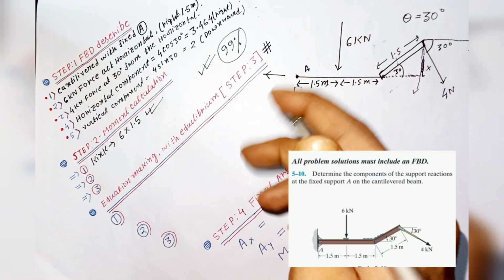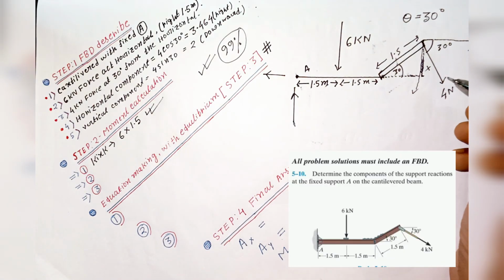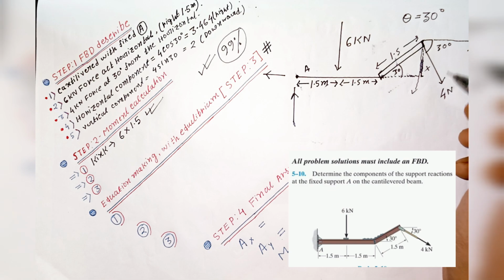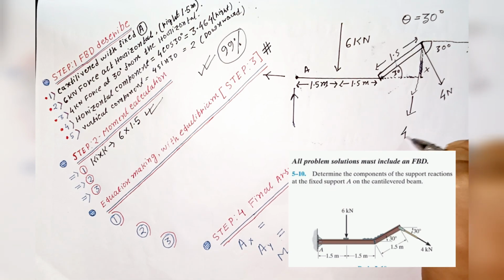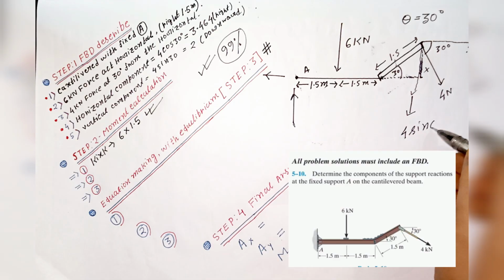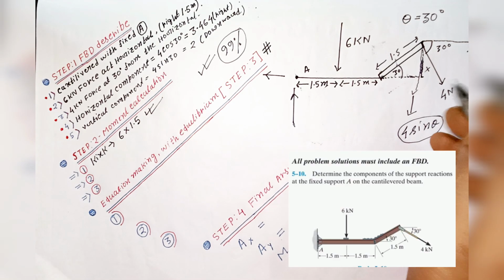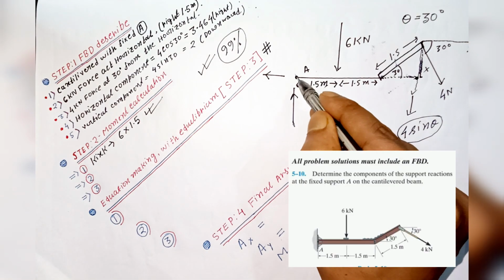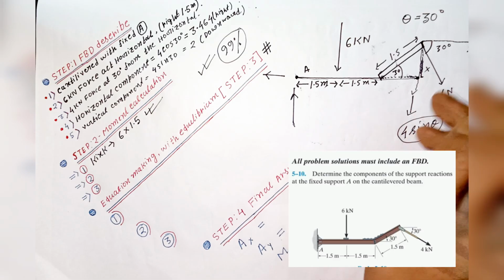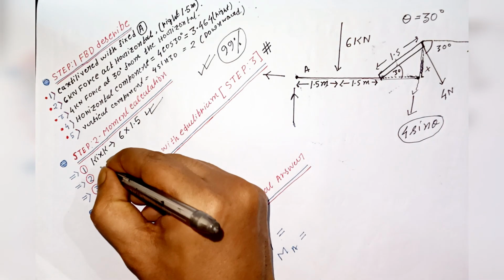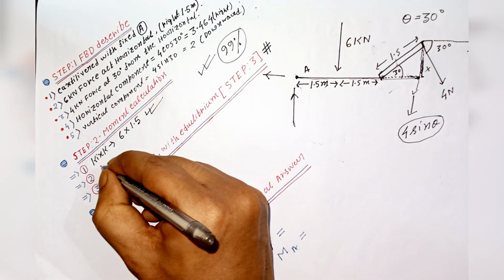Moment. Now horizontal and vertical. This is 4 Newton. This is 4 sin 30, because theta is not attached. So this is sin 30. And the total perpendicular distance of that line is this line. But this line is given as 1.5 plus 1.5 equal to 3.